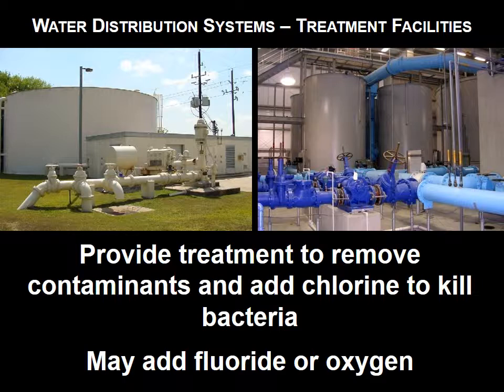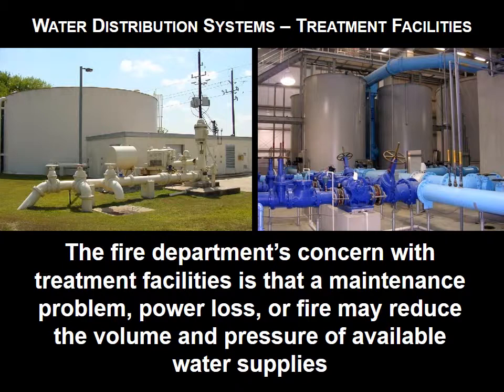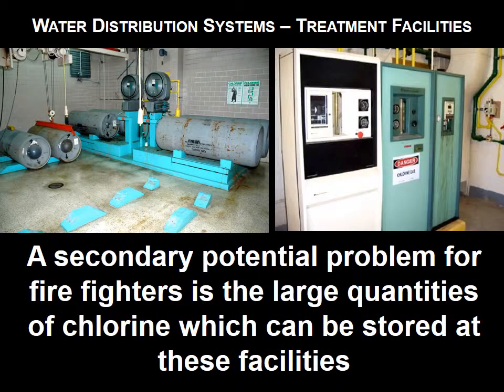Processing and treatment facilities provide treatment to remove contaminants and add chlorine to kill bacteria. They may add fluoride or oxygen to the system. The fire department's concern with treatment facilities is that a maintenance problem, power loss, or fire may reduce the volume or pressure available in the water supplies. A secondary potential problem for firefighters is the large quantities of chlorine which may be stored at these facilities.